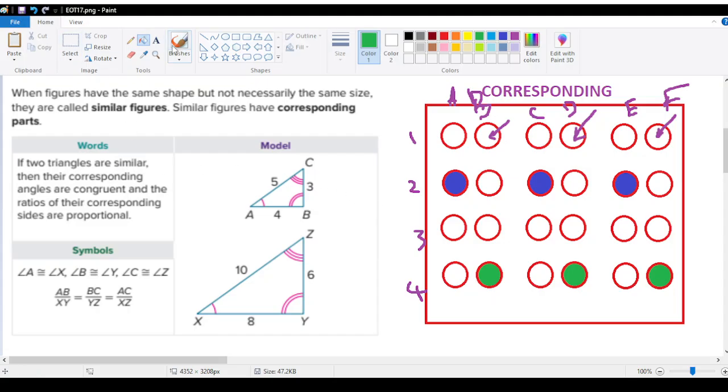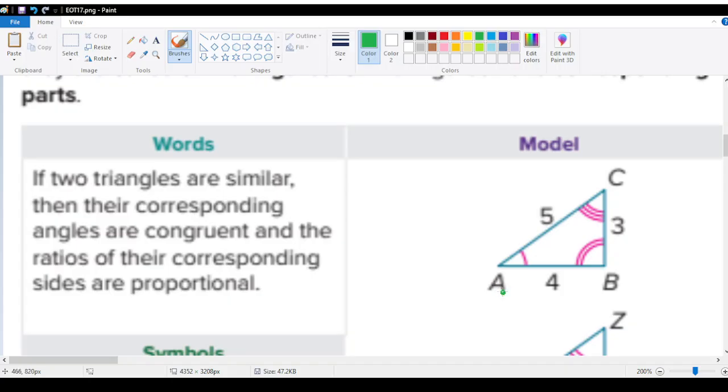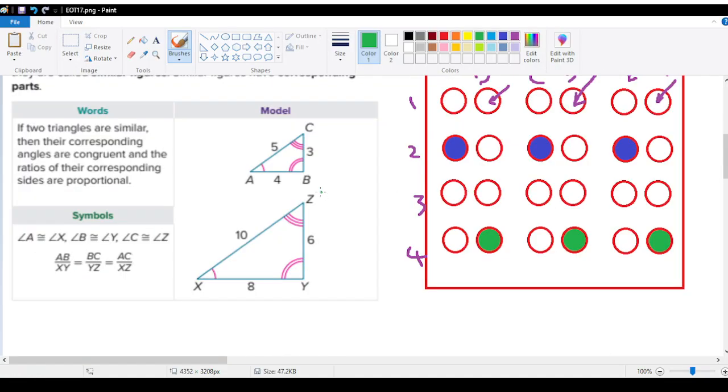Now, let's apply this theorem on the triangles. For example, this triangle has three angles. The first one is A, the second one is B, and the third one is C. Now, if I ask you, what is the corresponding angle for A in this triangle? What's the corresponding part for it from the other triangle? What's the letter?